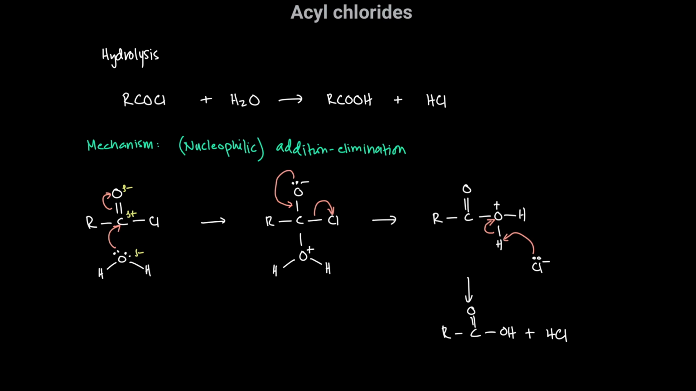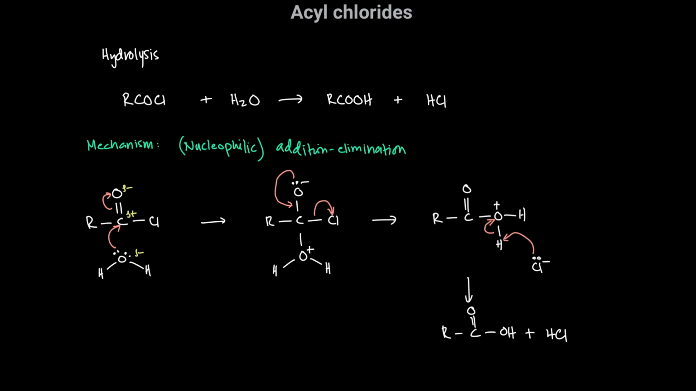So in the first step you have the addition of this nucleophile, hence the name addition. Then in the second step the chloride ion leaves, so we have an elimination of Cl, hence the name addition-elimination. In essence, we have an OH group substituting for a Cl, but in nucleophilic substitution we don't have addition take place first. In this case we have addition take place first and then the elimination, hence the name addition-elimination.